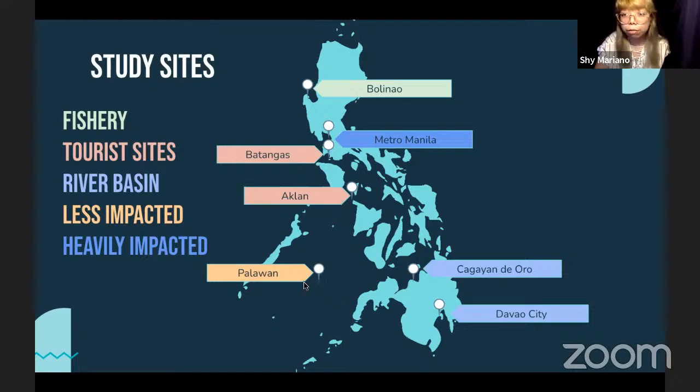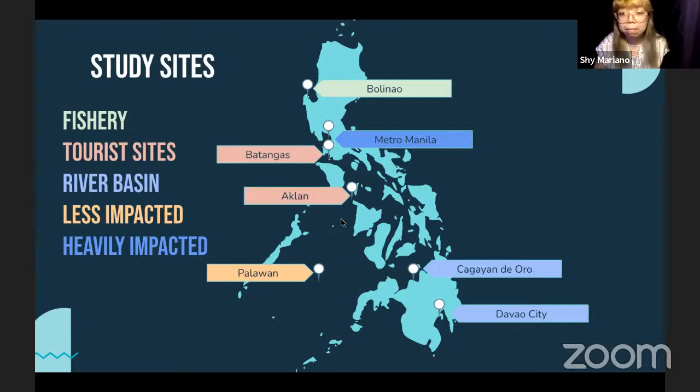We also sampled from the UNESCO World Heritage Site, Tubbataha Reef in Palawan. And then we sampled from Cagayan de Oro and Davao City. So these study sites were then grouped based on their major characteristics to aid in the interpretation of our data. Bolinao serves as our representative for fishery sites, and then Mabini, Batangas, and Boracay are tourist sites without major river waterways, in contrast with Cagayan de Oro and Davao, which are major river basins.